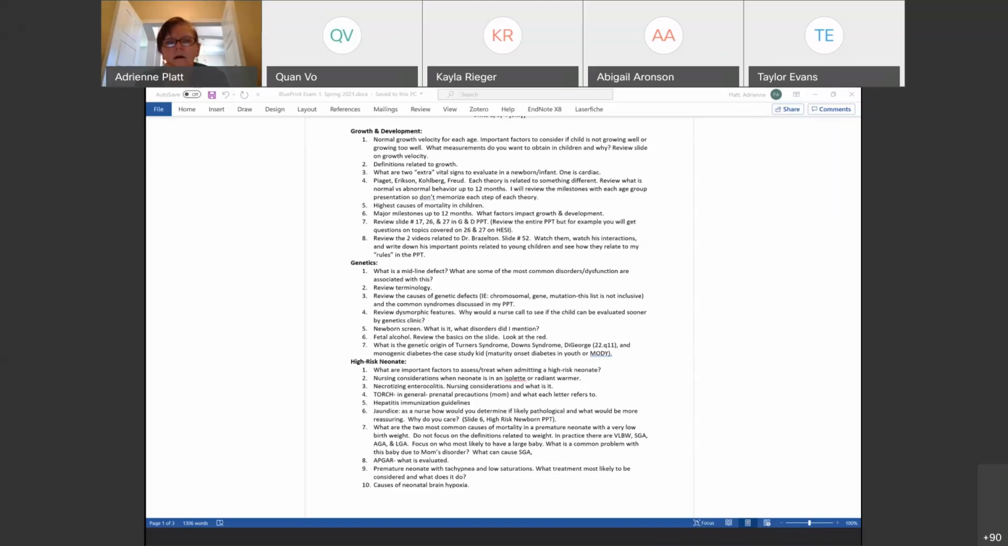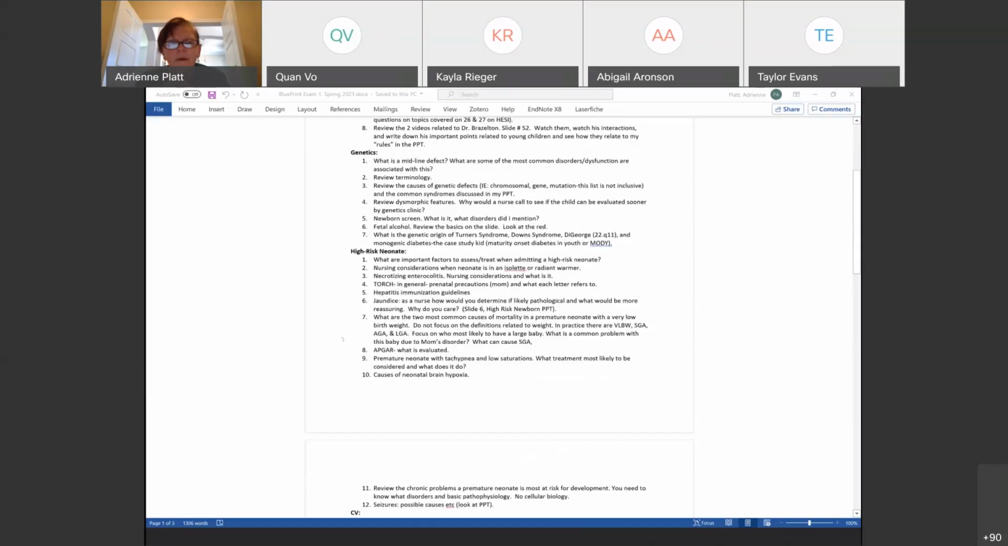Fetal alcohol, review the basics on the slide. Look at the red. Anything in red, just review that. And then we talked about this already. So that whole slide that's got every term, I think there's almost 2 slides of every term.